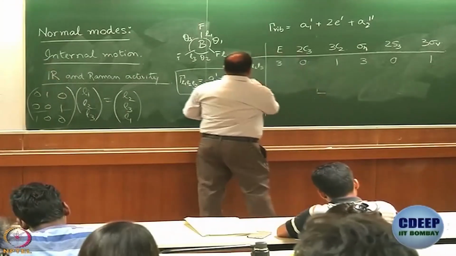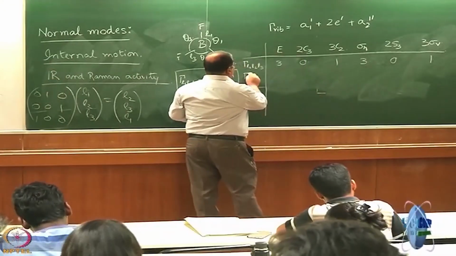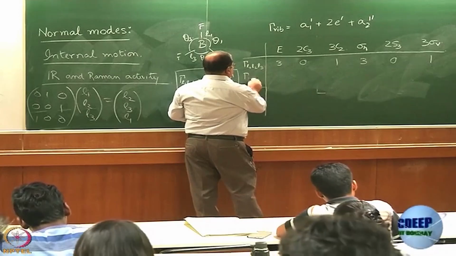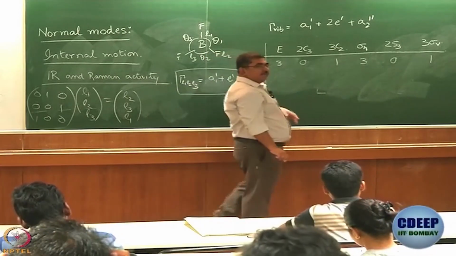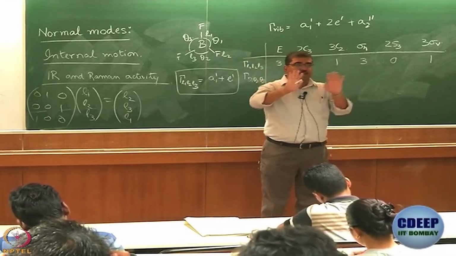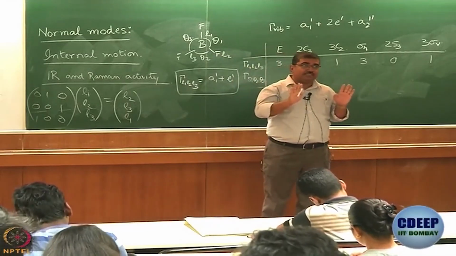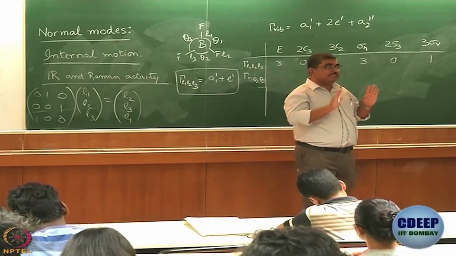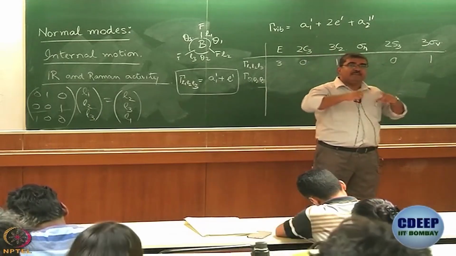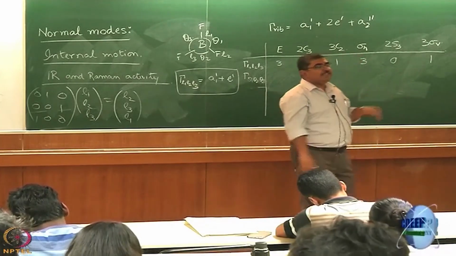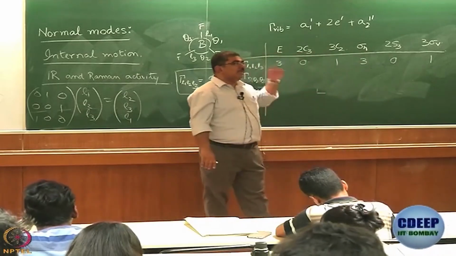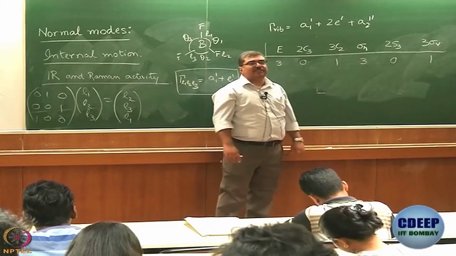Okay. Now, if I try to make gamma theta 1, theta 2, theta 3, I want to use these 3. When I say theta 1, theta 2, theta 3, what is important to remember is that all these are in plane bends. What will the characters be for gamma theta 1, theta 2, theta 3?